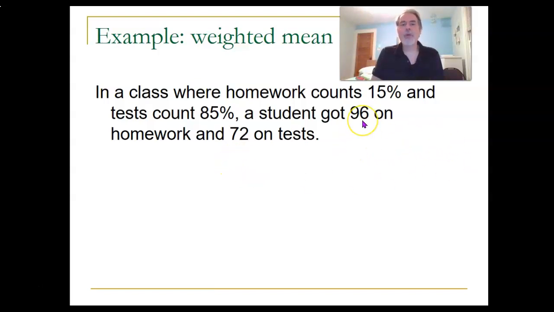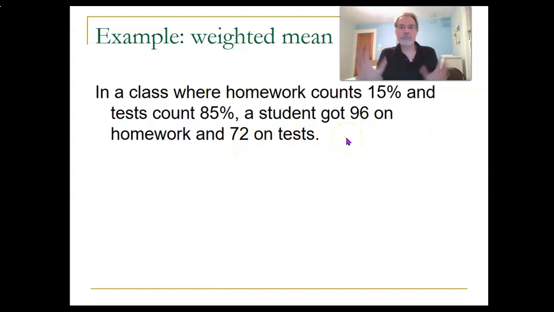Well, right away, I can tell you that your overall average is going to be somewhere between 96 and 72. It's the weighted mean of those 2 scores, so it's going to be somewhere between them. But it's not going to be right exactly halfway between them because tests count for a lot more than homework. So that 72 is weighted a lot more heavily than the 96. So that weighted mean is going to be between those 2 numbers, but it's going to be a lot closer to 72 than to 96.